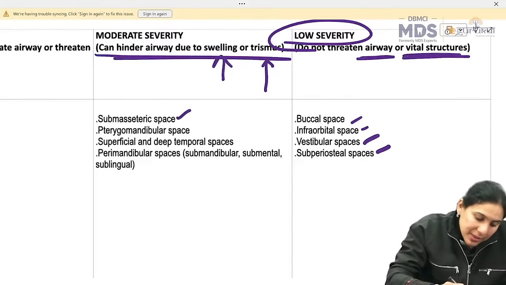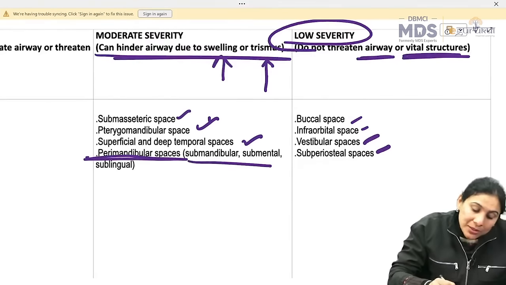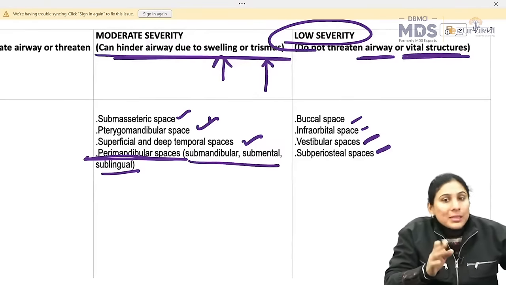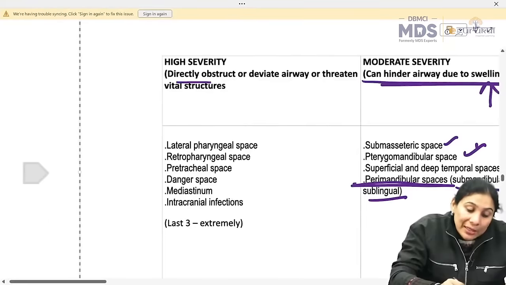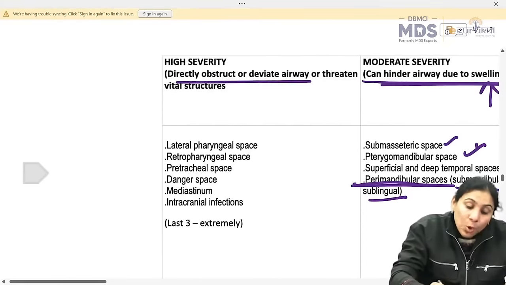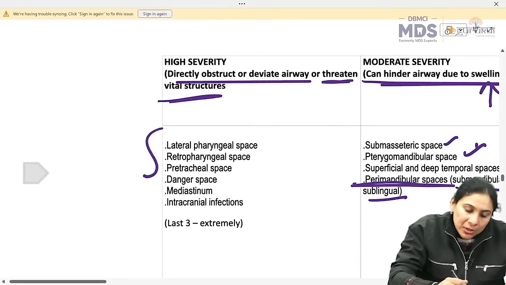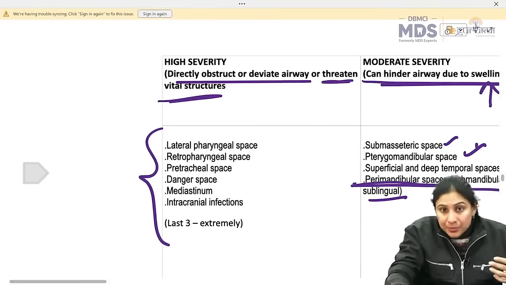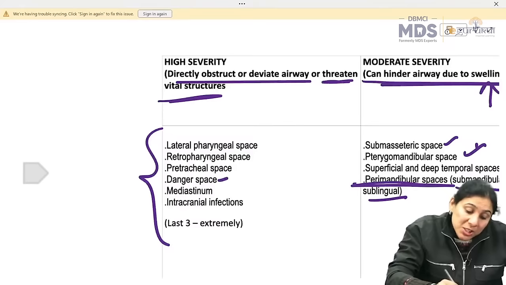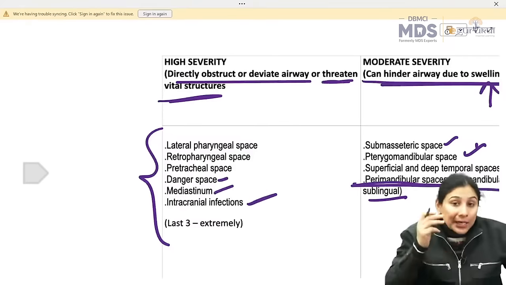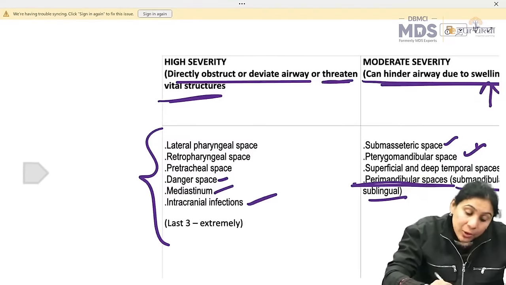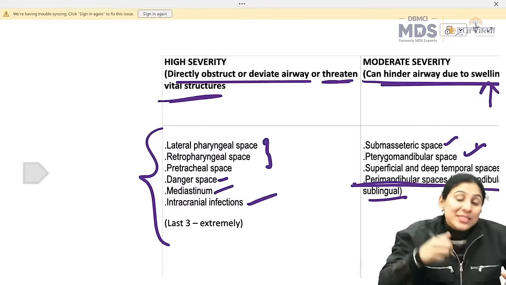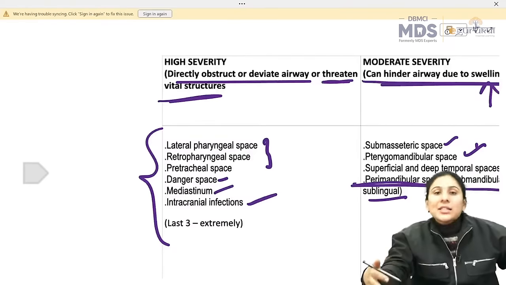All your masticatory spaces like submasseteric, pterygomandibular, temporal spaces and the perimandibular spaces, the 3 S: submandibular, submental, sublingual. And the ones of high severity, which can directly obstruct or deviate the airway or are a threat to the vital structures, are mainly the neck spaces. The danger space of the neck, mediastinal spaces, and intracranial, if they are extending to the brain, then they become very, very severe or extremely severe. Otherwise, your neck spaces are also high severity.